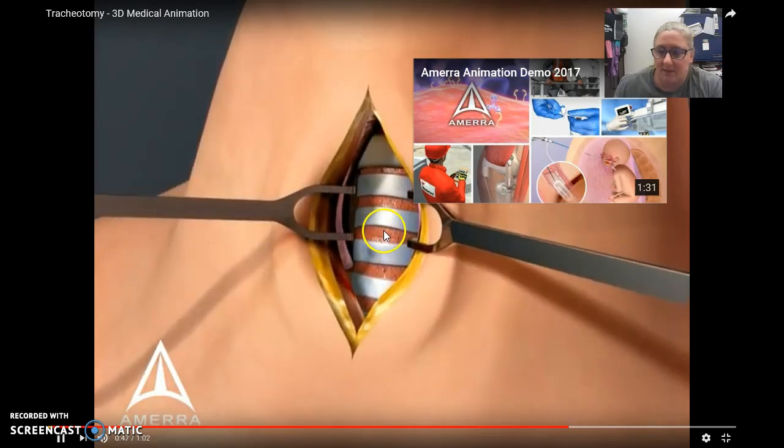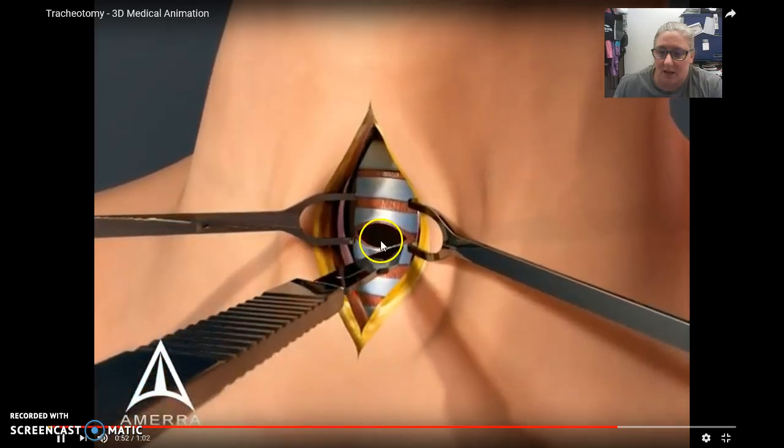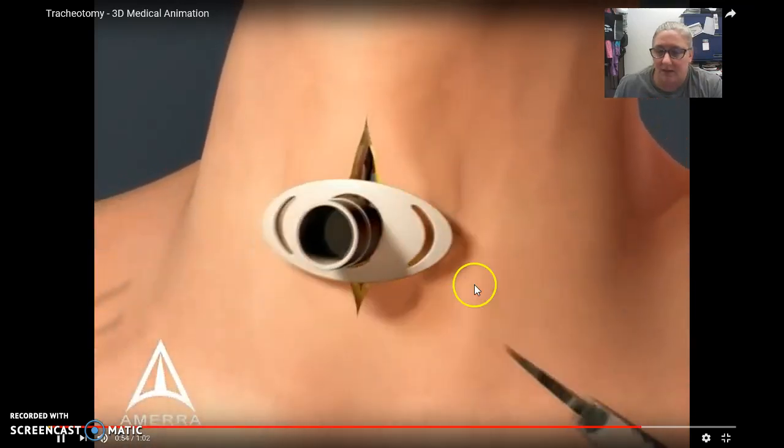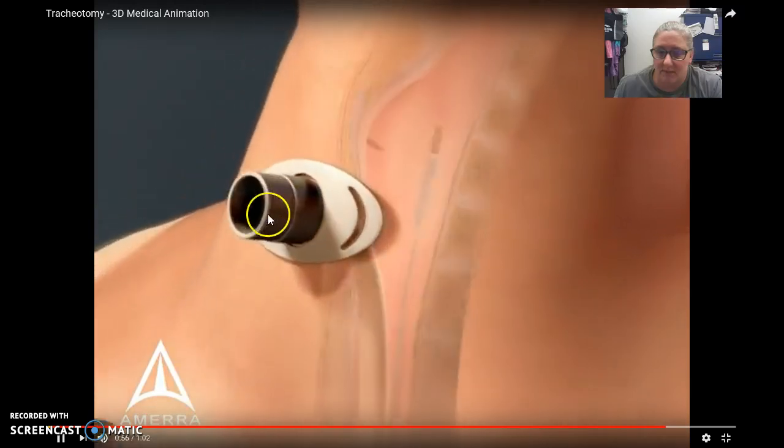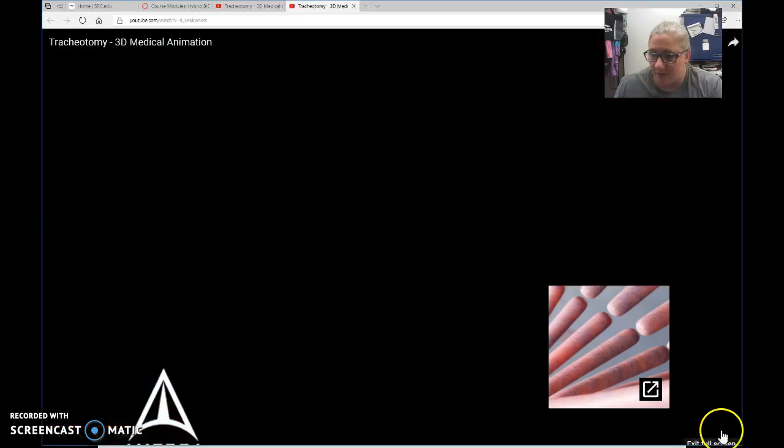And so what they're going to do is cut through the muscle, allowing a hole to be produced where they can put the tracheal tube in. This allows air to move in and out.